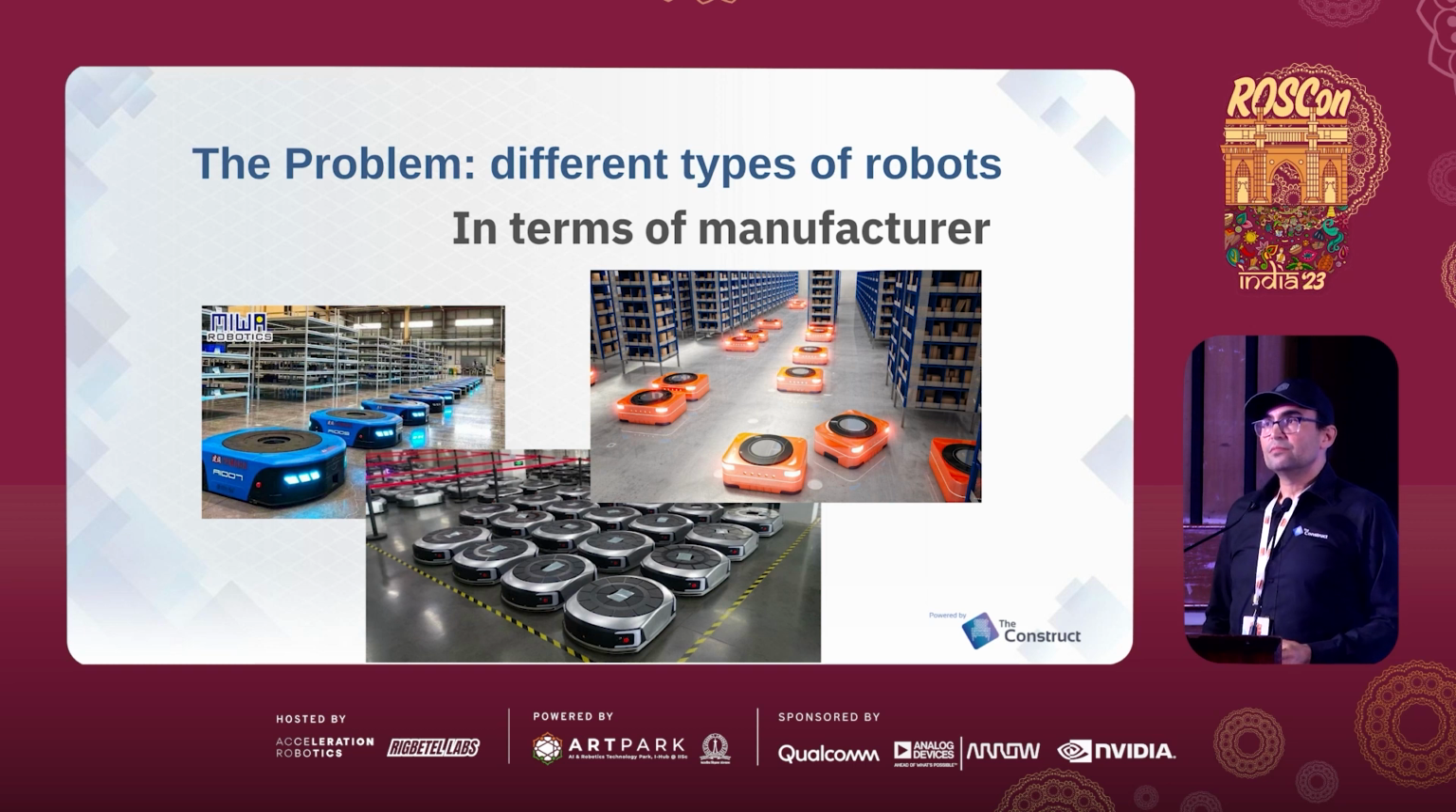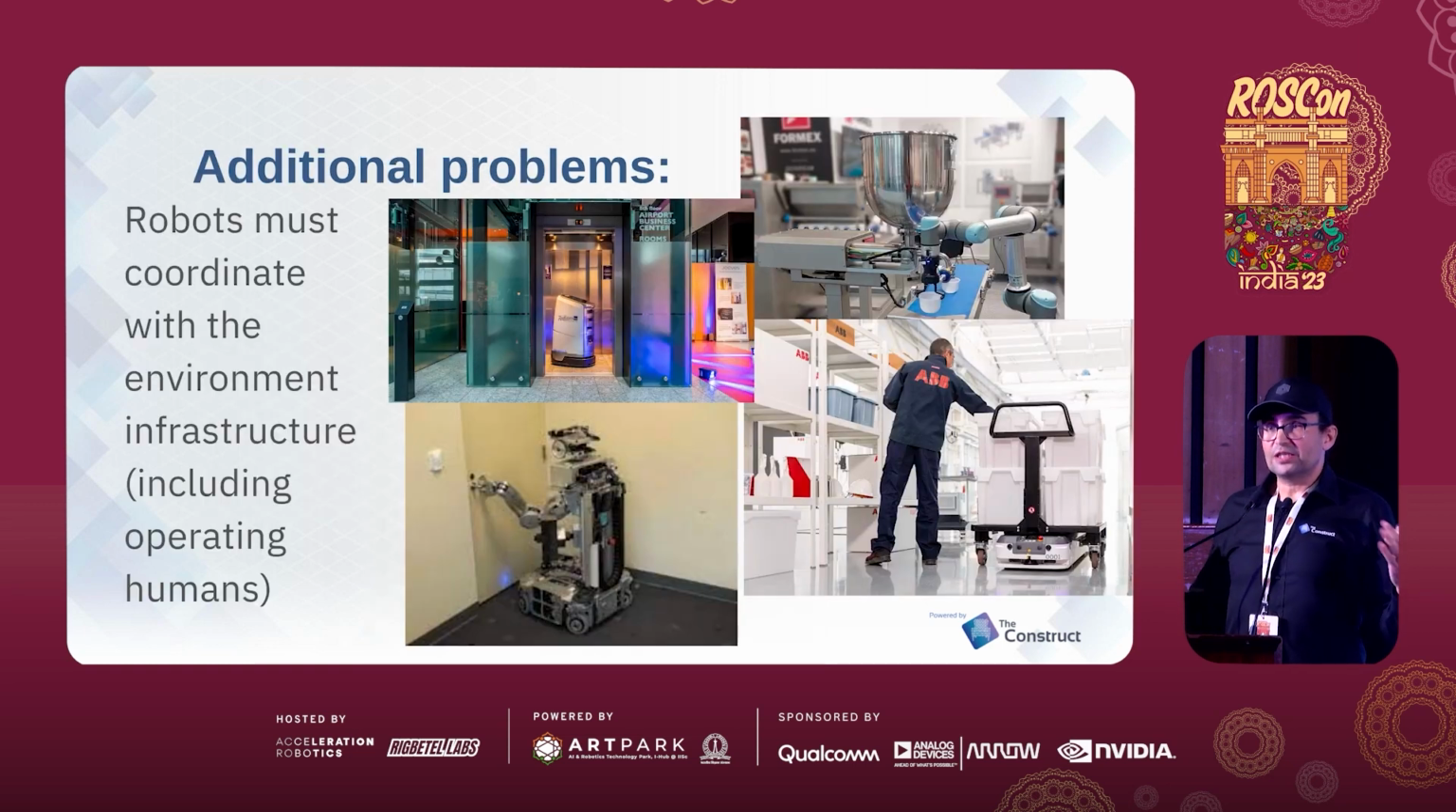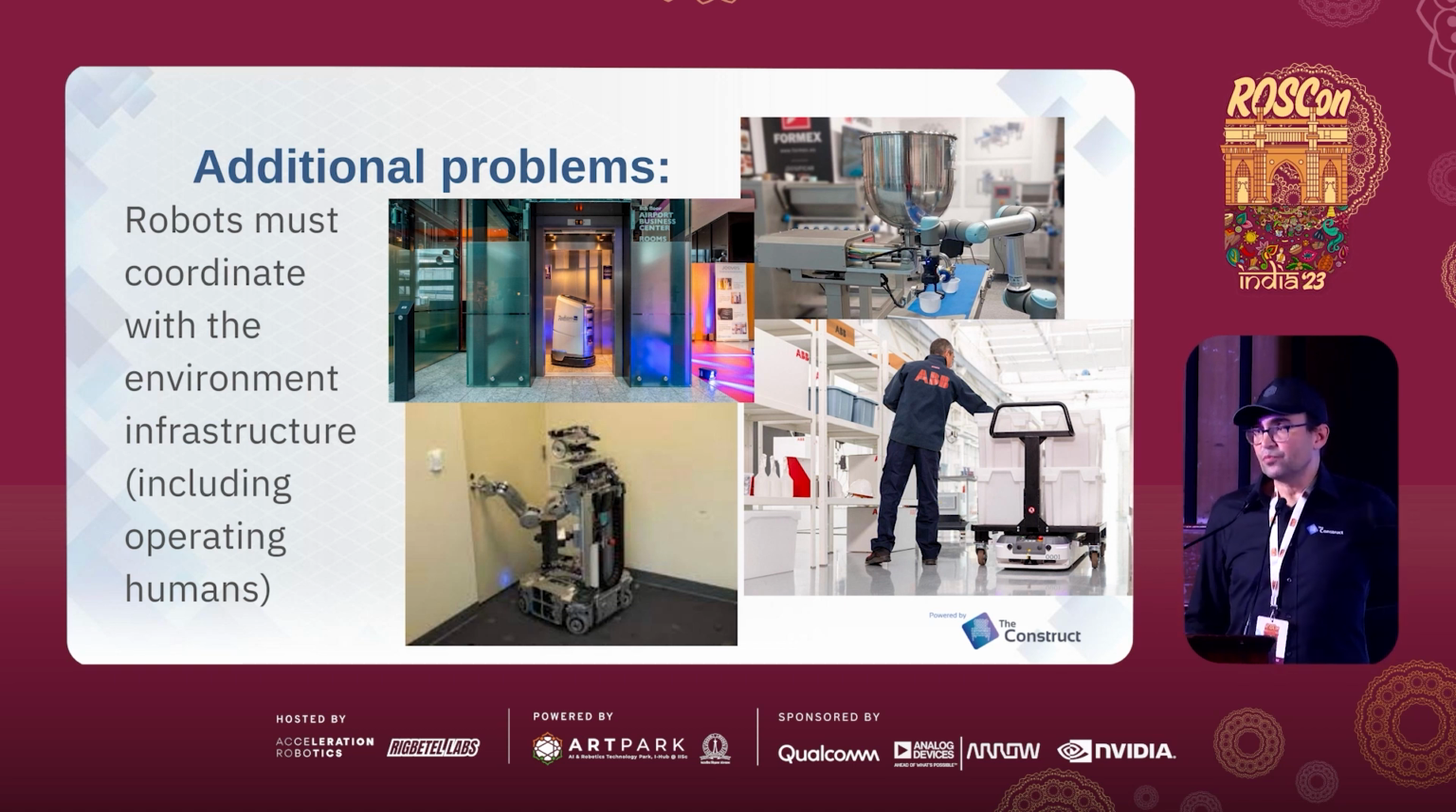And then we also have the problem of integrating the robot with the environment, with all the other things that we have built for humans, like elevators, doors, handling of different stuff. Also including integrating with other humans that also need to operate the system. So they have to integrate everything together. So that is the problem that fleet management software tries to solve, all those things together.